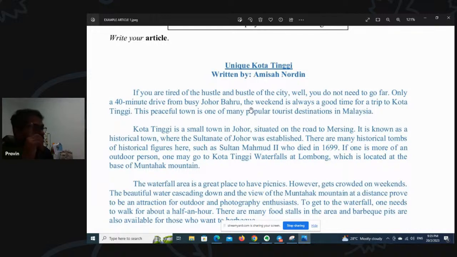So, what I want you to remember is how they write the introduction. There are three things. First, if you are busy, you can go for a holiday. Then they say, okay, Kota Tinggi is only 40 minutes from Johor. And the third thing is, Kota Tinggi is a famous place. Okay, that's the three things.